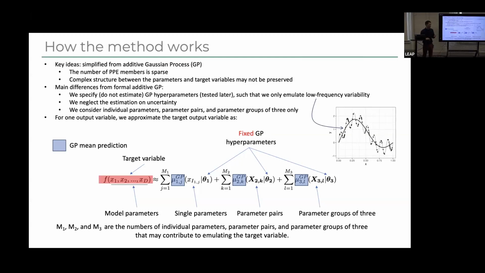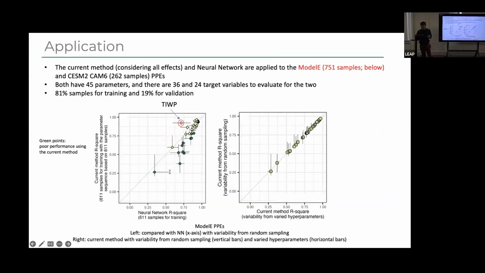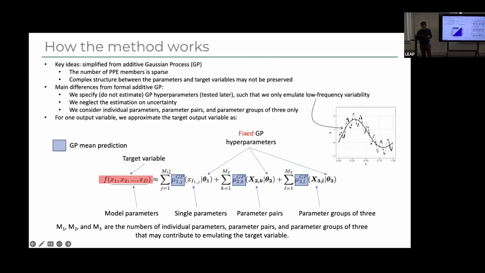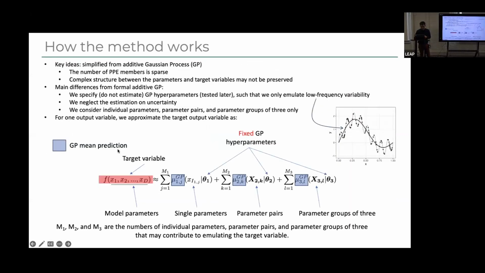We decompose our target variable into additive terms, and each term is the mean of a Gaussian process that only takes 1, 2, or 3 parameters as input. We also fixed the hyperparameters of these Gaussian processes. This might seem a little odd, but if we keep the Gaussian processes fixed, we can control it. We're only emulating this long wavelength variability. This sensitivity will be tested later.